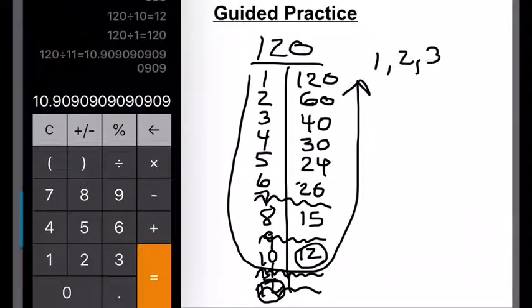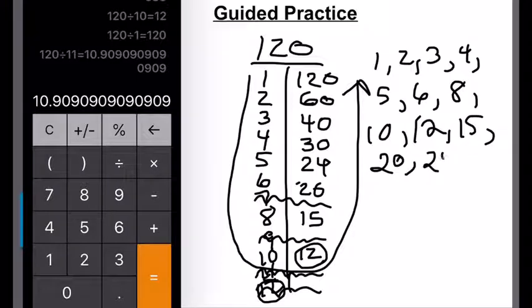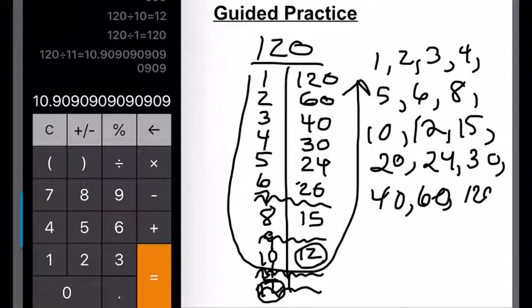1, 2, 3, 4, 5, 6, 8, 10, 12, 15, 20, 24, 30, 40, 60, and 120. Wow, that's a lot of factors.